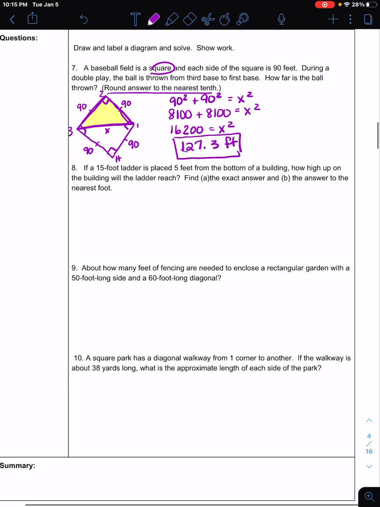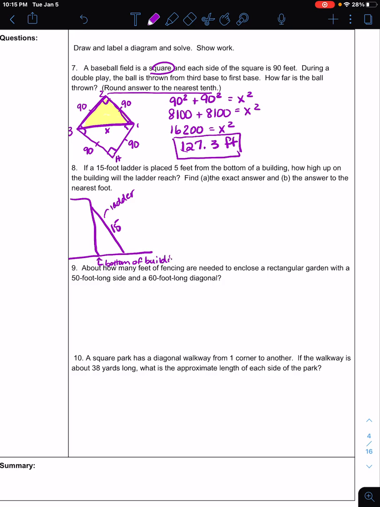Okay? So you always want to draw a picture. So we have a 15-foot ladder, okay? I can imagine a ladder leaning against the wall, so I'm going to draw me a little building here with some little ground. I've got a 15-foot ladder. So I'm going to label 15 feet. That's my ladder, leaning against the wall. It says it's placed 5 feet from the bottom of the building. Here's the bottom of the building right here, right? The bottom of the wall. That's the bottom of the building.